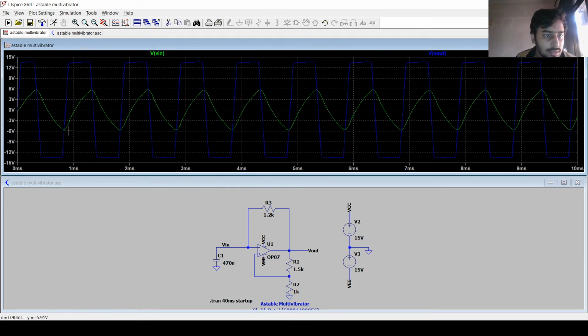As you can see, the capacitor starts charging to plus beta Vsat when the output is plus Vsat, and it starts discharging to minus beta Vsat when the output is minus Vsat. This is the basic principle of the astable multivibrator.